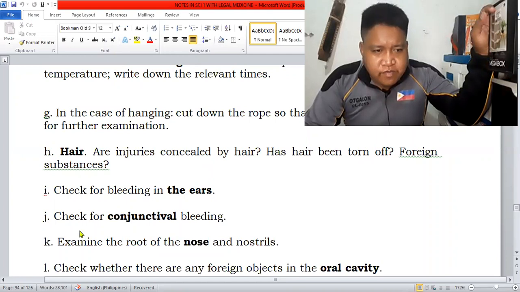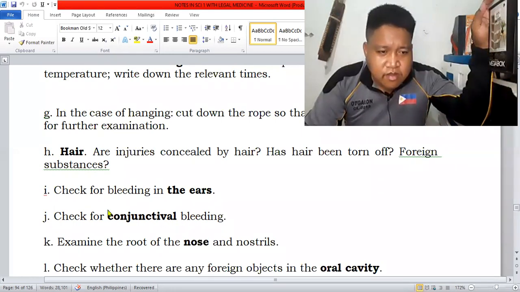Okay, so again, check for conjunctival bleeding. So pag sinabing conjunctival bleeding, so when we say conjunctival bleeding, this is a bleeding in the eyes. No, pag may bleeding sa eyes o wala. So you have to check if there are bleeding, no, especially the blood vessels in the eyes. Pag may bleeding yan, you record it, no? Yan, kasi importante yan. So kasi pag may bleeding sa mata, there are many explanations by medical legal officers, no?